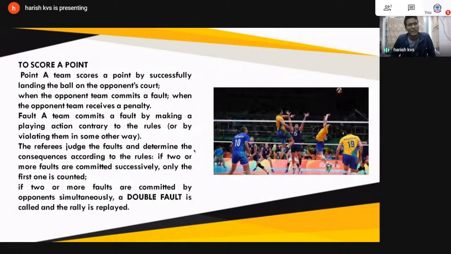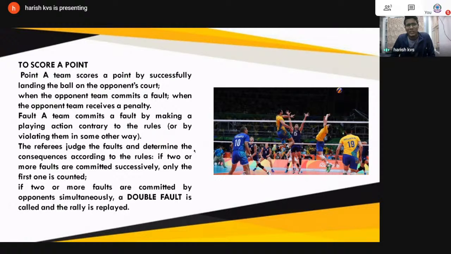So let us see how to score a point in volleyball. As you know, volleyball is played by two teams consisting of six players on either side of the net. That is, you can call it either side of the court. A team scores a point by successfully landing the ball on the opponent's court. So these are the aspects by which a team can score a point against their opponents.